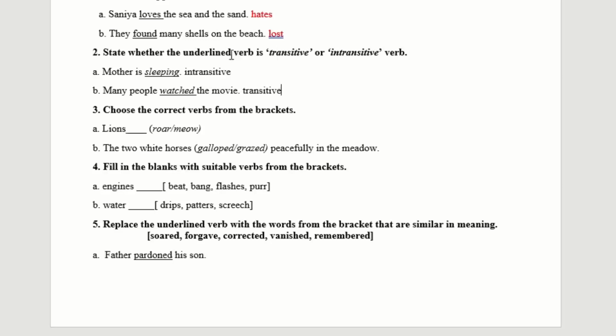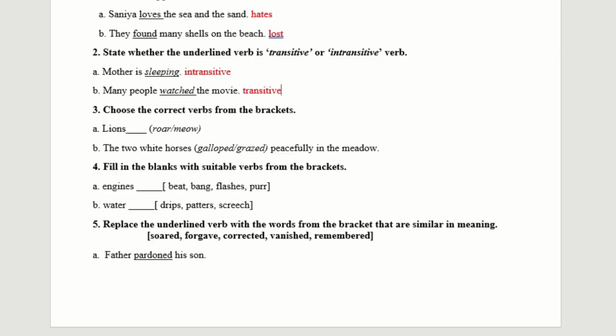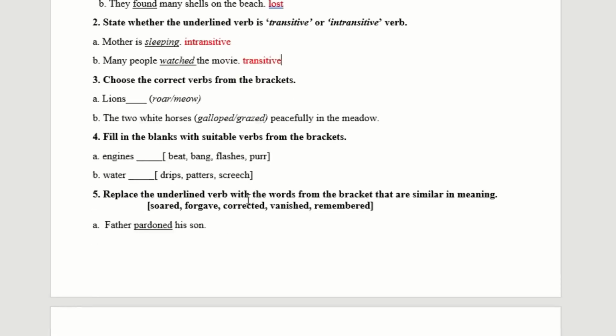You are supposed to write only the answers. Write the proper option number and also write the correct answer against it. You are supposed to write only the answers. No need of copying the questions again. Now let's see the third question. Choose the correct verb from the brackets. Lions roar or mew. We learned in the chapter that lions roar. So the answer is roar.